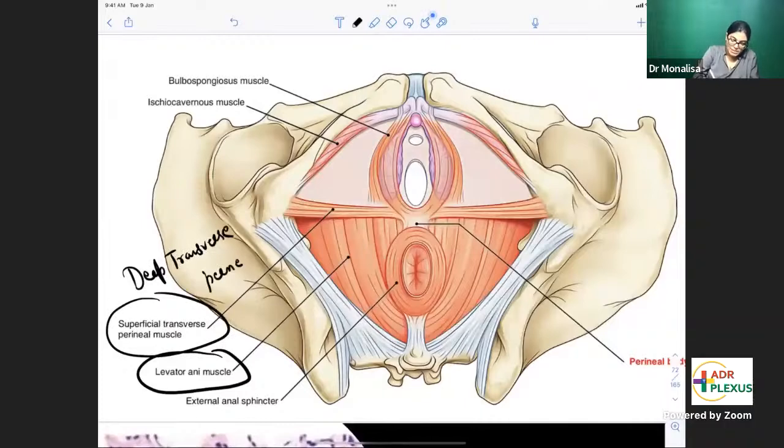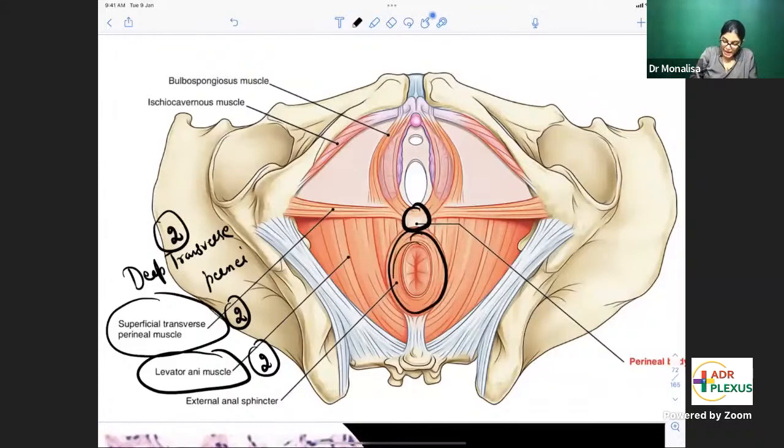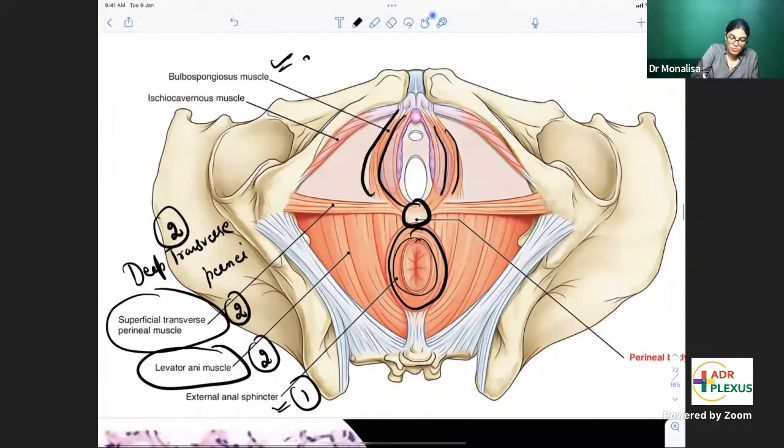So how many, 10 muscles interlace? 2 levator ani, 2 superficial transverse perineal muscle, 2 deep transverse perineal muscle, external anal sphincter. Also you can see one external anal sphincter. So this is one, and also there are 2 side bulbospongiosus muscles. So 2 bulbospongiosus muscles, 2 superficial and deep transverse perineal muscles, and we have got levator ani muscle and external anal sphincter.